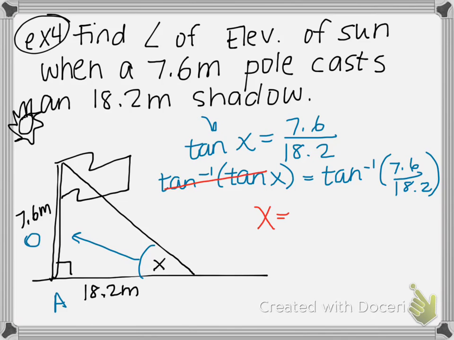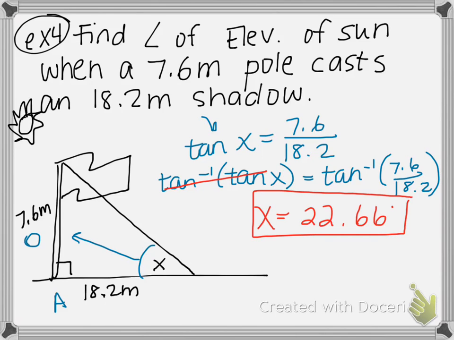And so remember, when you put that into your calculator it should be in degree mode, and that should be 22.66 degrees. So the angle of elevation of the sun right here, if this flagpole casts an 18.2 meter shadow and it's 7.6 meters tall, is 22.66 degrees.